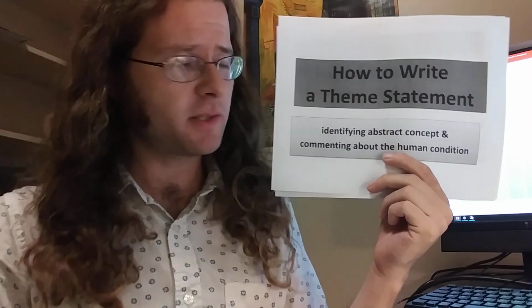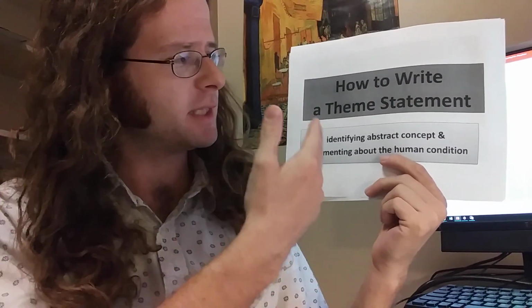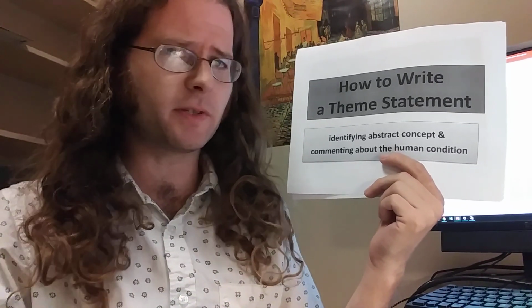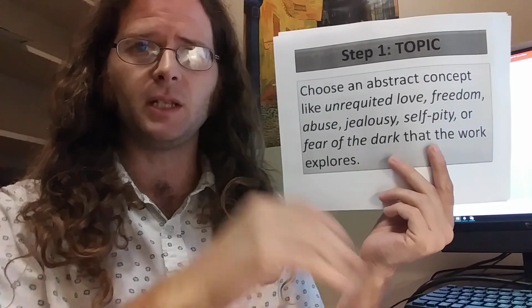As it says here in this document, in the process of writing a thematic statement, you will identify an abstract concept, which I call the thematic topic. That's what we are most familiar with. These one-word descriptors related to theme. And the work's comment about that topic that is an aspect of the human condition.